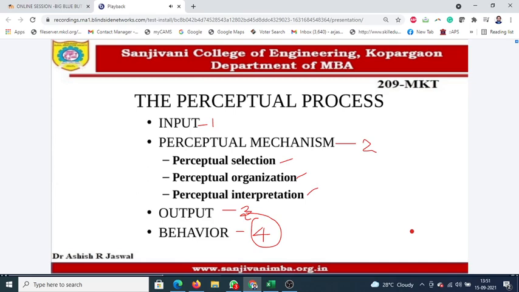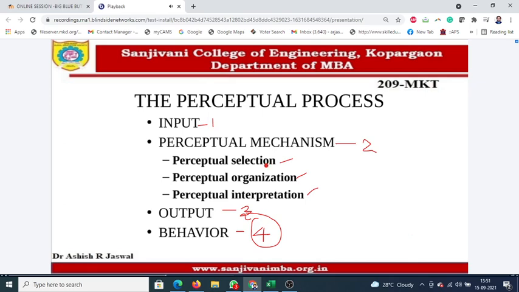Then you will ask, what are the characteristics of the perceiver? Learning, experience, knowledge, belief. These are characteristics. That is what we need to understand. And characteristics of a situation would include time and location. So let us try to understand how these four components come into picture.